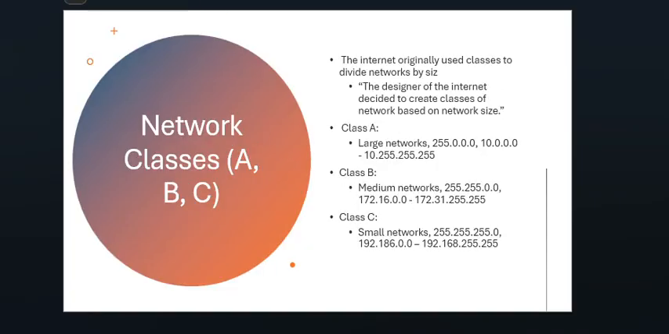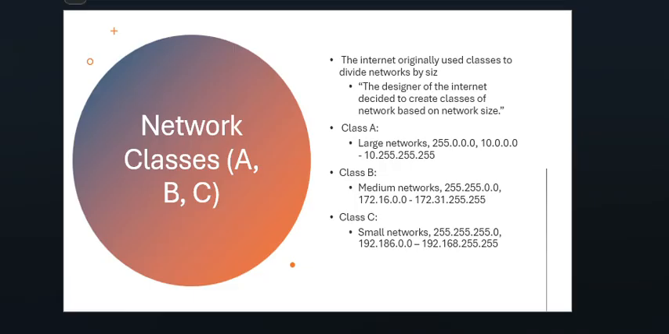Network classes A, B, and C. The internet originally used classes to divide networks by size. The designers of the internet decided to create classes of networks based on network size. Class A, large networks, can be written as 255.0.0.0, and the range is 10.0.0.0 to 10.255.255.255.